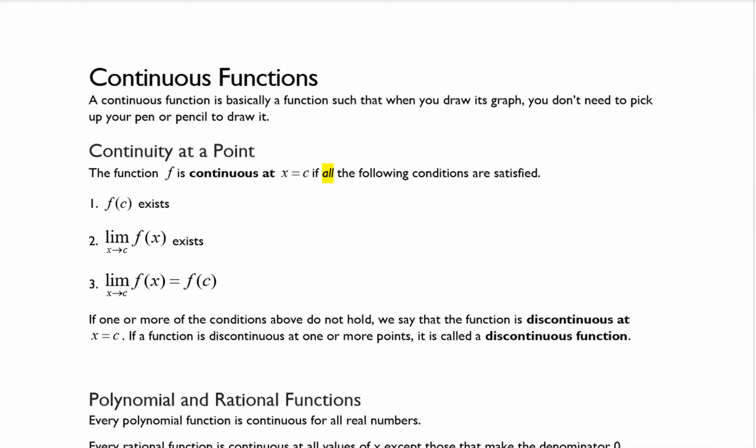If you have a function f, it is continuous at the point x equals c if all of the following conditions are satisfied. The first condition is that f of c exists. The second condition is that the limit as x approaches c of the function f of x exists. And the third condition is that both of those things are equivalent to each other. If one or more of the conditions above do not hold, we say that the function is discontinuous at x equals c. If a function is discontinuous at one or more points, it is called a discontinuous function.